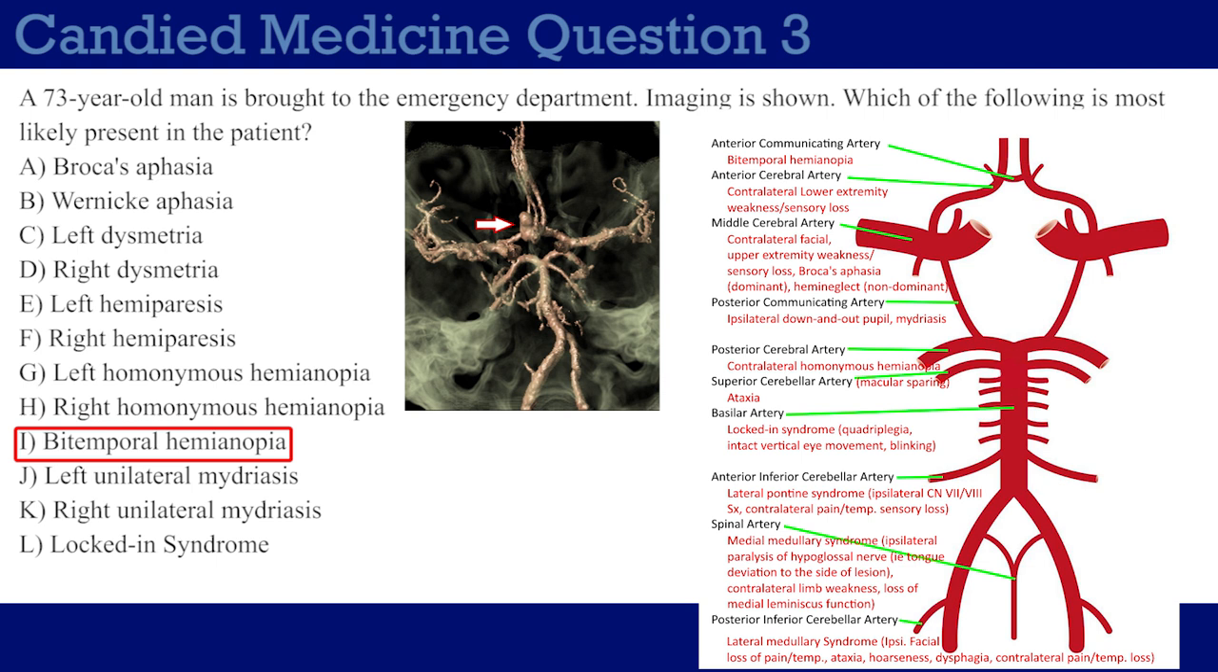The last one here is posterior inferior cerebellar artery, PICA, and that causes lateral medullary syndrome. And just off the top of my head, this feels like the one they've tested the most. But anyway, this is also known as Wallenberg syndrome. You'll have ipsilateral facial loss of pain and temperature, ataxia, and they're almost always going to tell you that there's hoarseness or dysphagia. And it's also contralateral pain and temperature hemisensory loss.